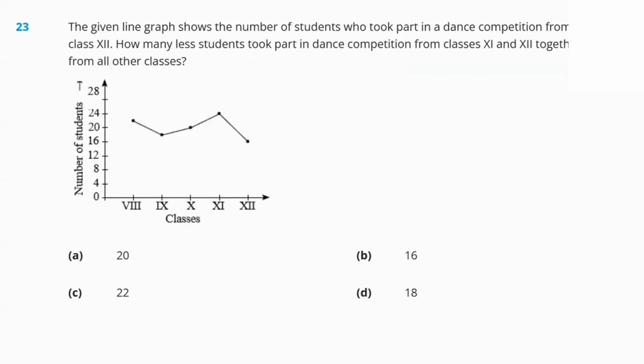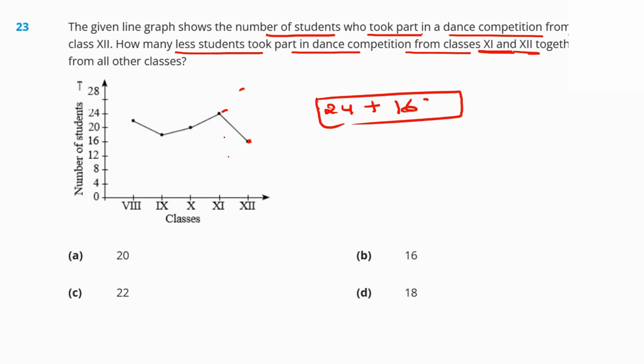Next, question number 23. The given line graph shows the number of students who took part in a dance competition. How many fewer students took part in the dance competition from classes 11 and 12 together? For 11 and 12 together, how many students participated? 24 over here, and in case of class 12, 16 over here. So 24 plus 16 is how much? That gives me 40.